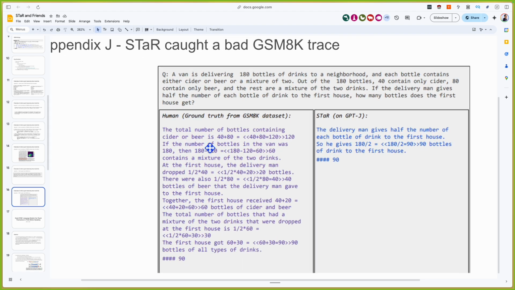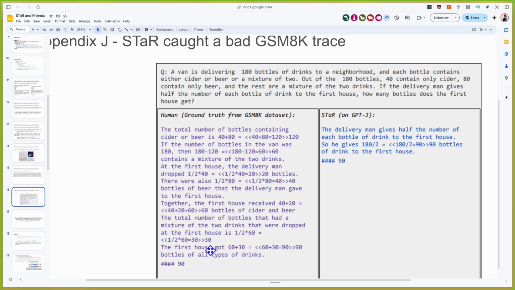So the human gave this, and STAR gave this. No, seriously, that's the human? Yeah. Okay. The human didn't read all the way to the end.